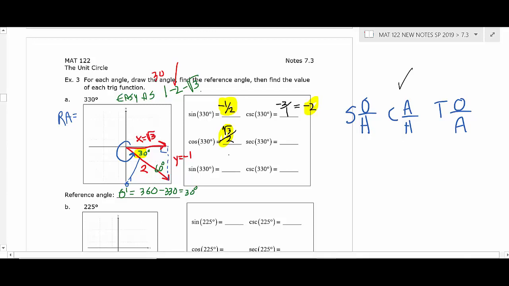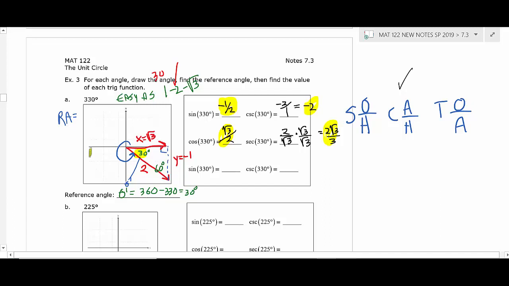Okay, how do you find the secant? You do the reciprocal. So it's 2 over root 3. Rationalize the denominator. You may do that in your head. You would get 2 root 3 over 3. Okay, like that. All right.